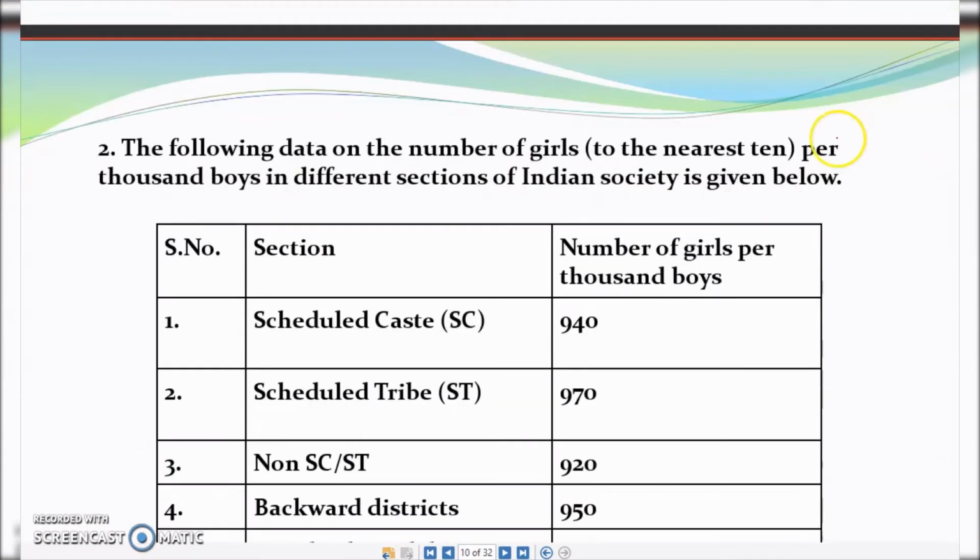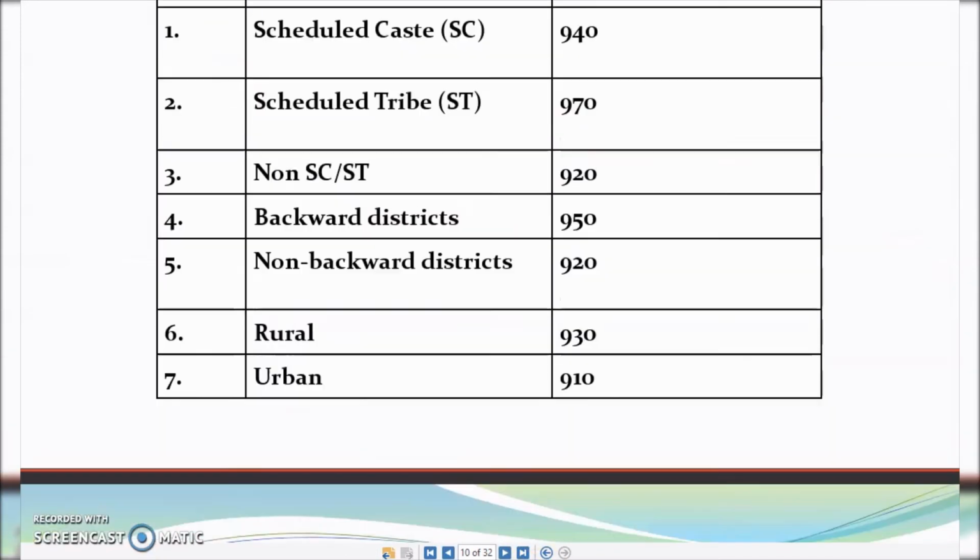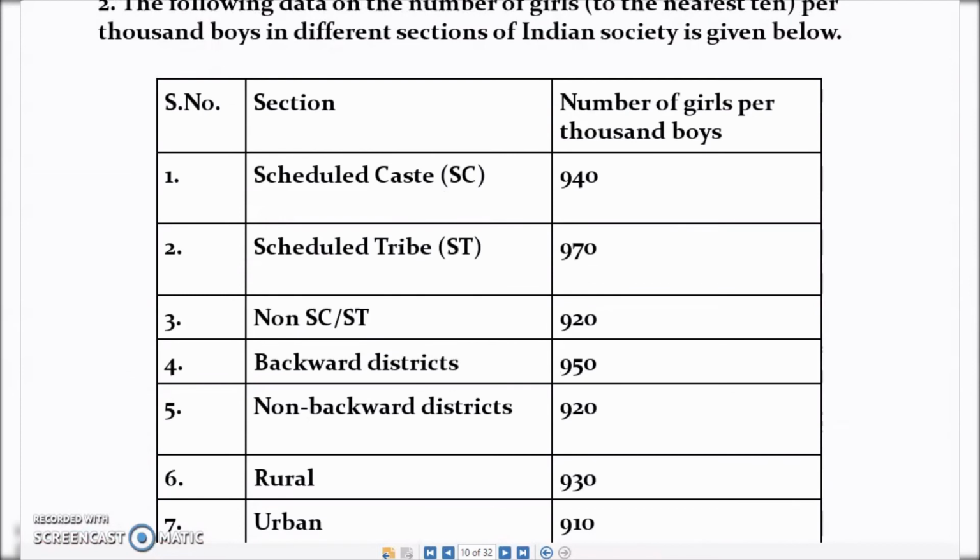Here the data that is shown to you is the number of girls to the nearest 10 per 1000 boys in different sections of Indian society. If the number of boys is 1000, then how many girls are there per 1000 boys? That is given here. In different sections of Indian society, like scheduled caste 940, scheduled tribe ST 970, non-SC ST 920, backward districts 950, non-backward districts 920, rural 930, and urban 910. So this data has to be represented on the bar graph.